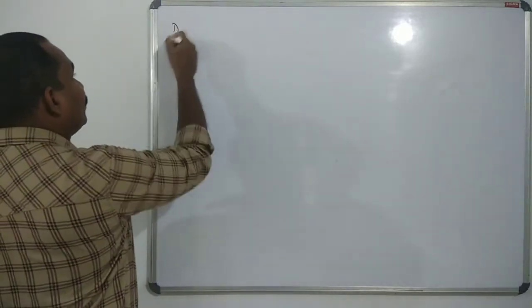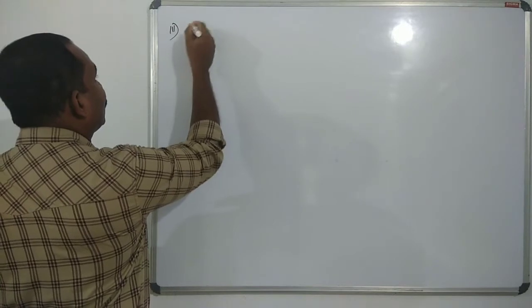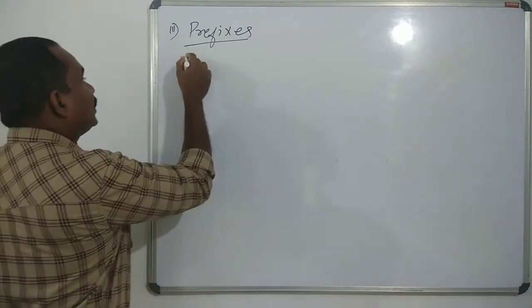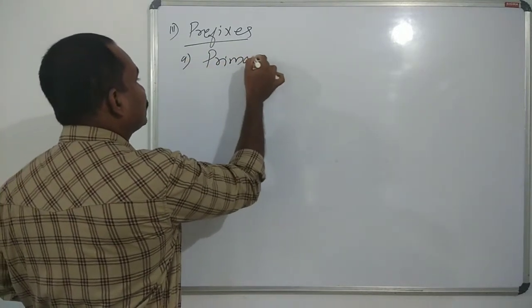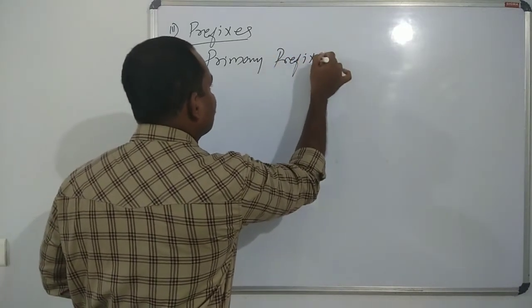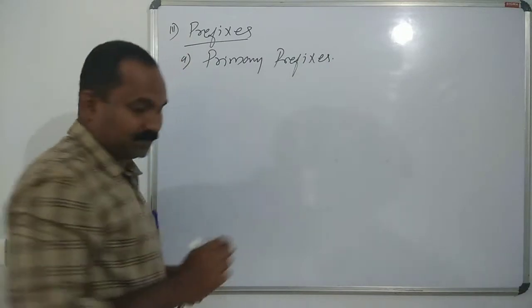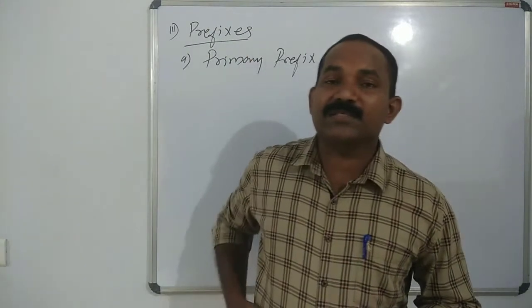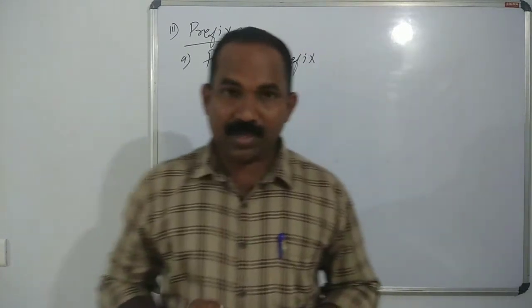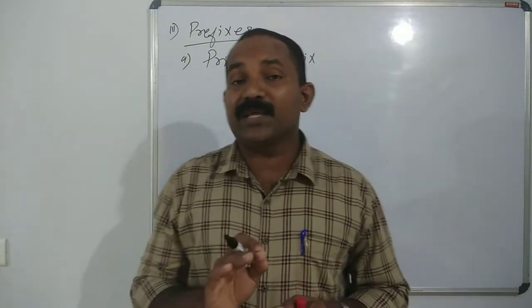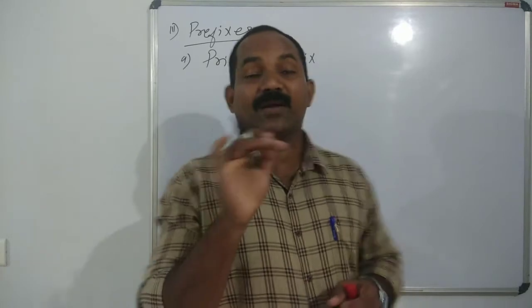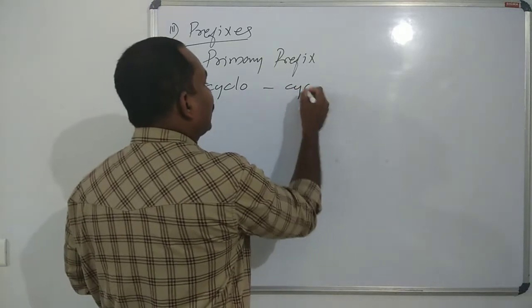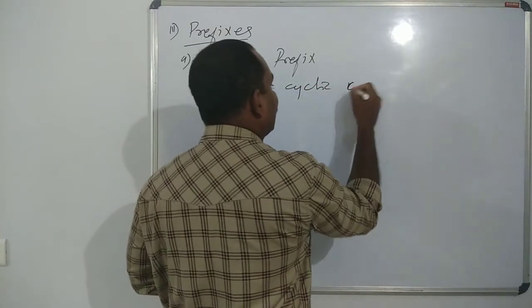So naming rules we continue. The third one is prefixes. First one is the primary prefix. The primary prefix shows whether the molecule is cyclic or open chain. So cyclo is used as a primary prefix for cyclic compounds. Cyclo is used for a cyclic molecule or cyclic compound.